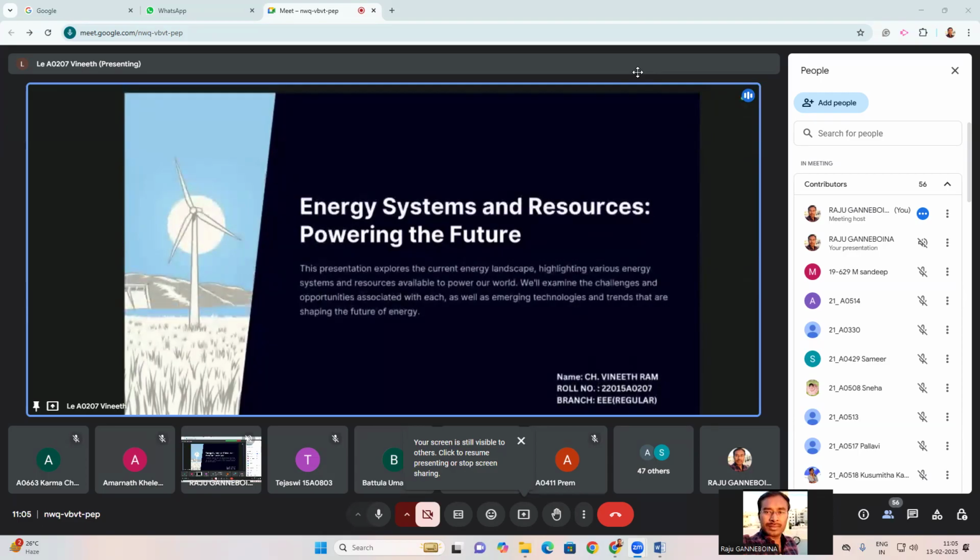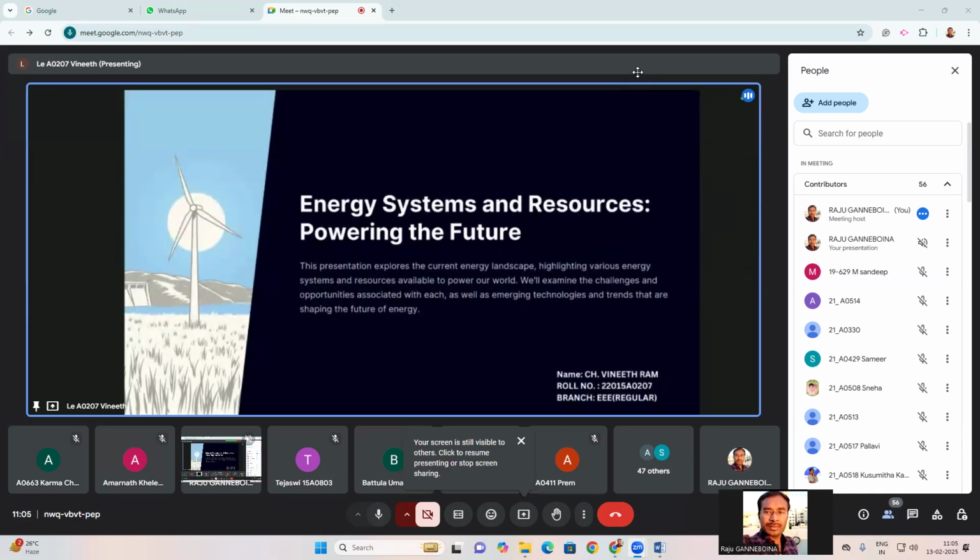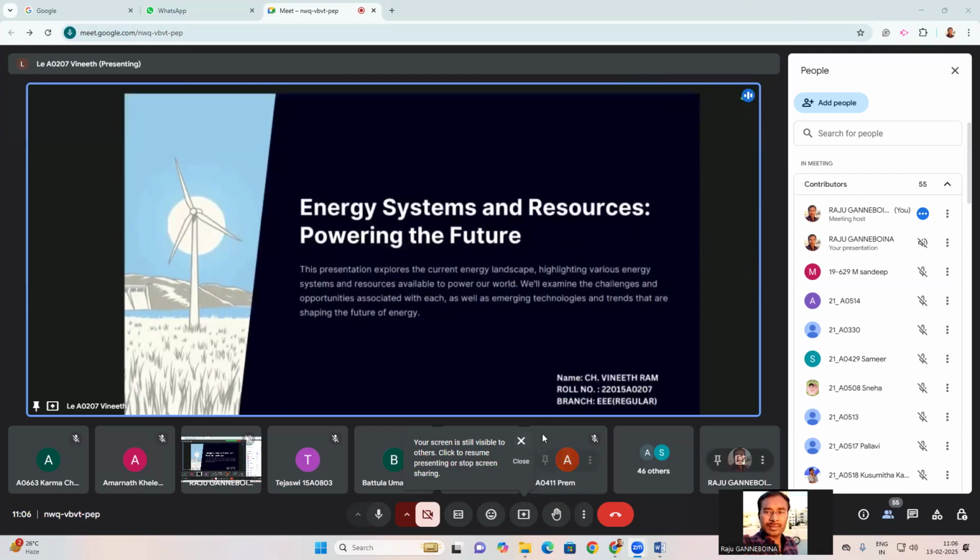Today, my topic for this presentation is energy sources, energy systems, and resources. I'm going to discuss the conventional sources of energy and non-conventional sources of energy. I'm going to compare those, and discuss which one is better and which one we are using currently. As we can see, there are mainly two types of energy sources. The first one is conventional, the second one is non-conventional.